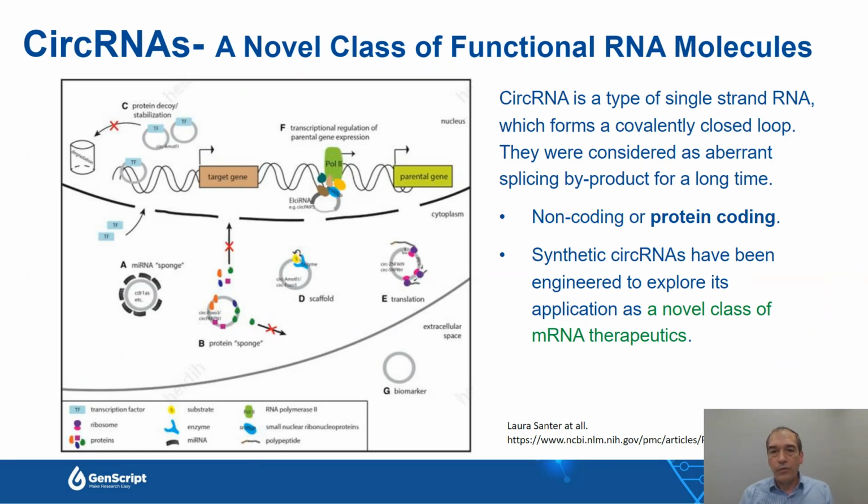We are also starting to offer circular RNA services. Circular RNAs are a very novel molecule for therapeutics. Until recently, they were considered as aberrant splicing byproducts, and not much about their function was known. However, now there have been many papers coming out that have identified various functions for these circular RNAs. Some of the functions are miRNA sponge, protein sponge, basically regulating translation, and so on, various functions.